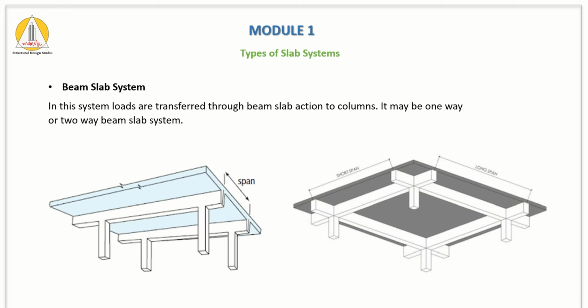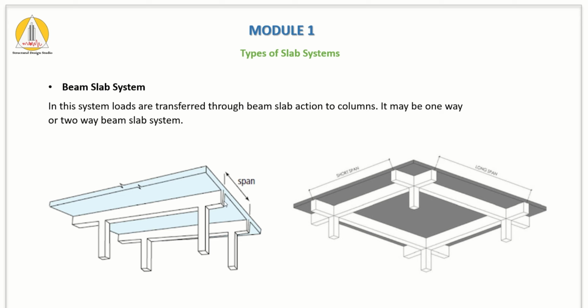The next one is the types of the slab system, and the first one is the beam slab system, which consists of the columns, beams, and slab. In this system, loads are transferred by beam slab action to the columns, and it may be a one-way or two-way beam slab system. I would assume that you know what a one-way or two-way beam slab system is. This is the left one. This is the one-way system, and this is the two-way system.